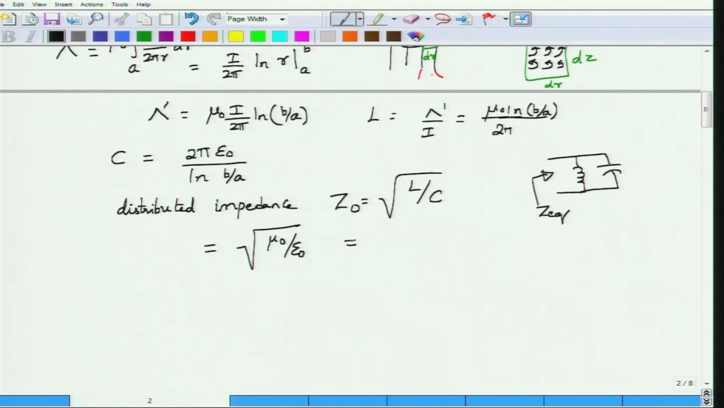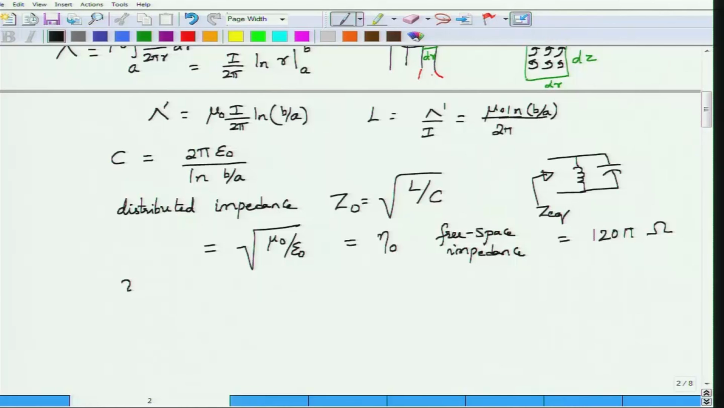This value of square root of mu 0 by epsilon 0 actually has a special notation. We denote this specifically with eta 0 or eta, and we call this the free space impedance. This turns out to be approximately 120 pi ohms or 377 ohms. You can see this by plugging in the values of mu 0 and epsilon 0. Mu 0 is 4 pi into 10 to the power minus 7 Henry per meter. Epsilon 0 is 8.85 into 10 to the power minus 12 farad per meter. If you plug in those values, you will see that this free space impedance is around 120 pi ohms or 377 ohms.